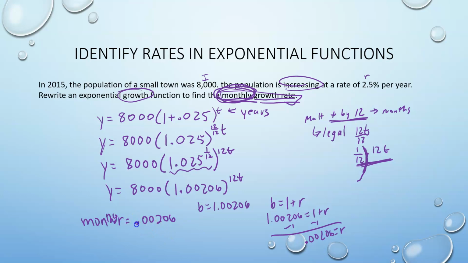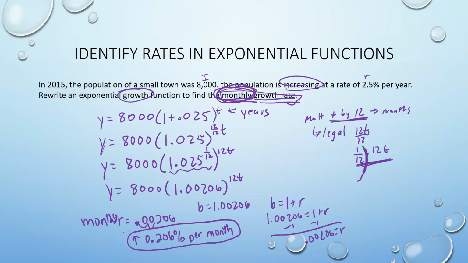Okay, so R, a monthly R, that's the difference, is 0.00206. As a percentage, if I move this decimal 2 places to the right, I get 0.206%. That is the amount of increase per month. So it's the increase per month.